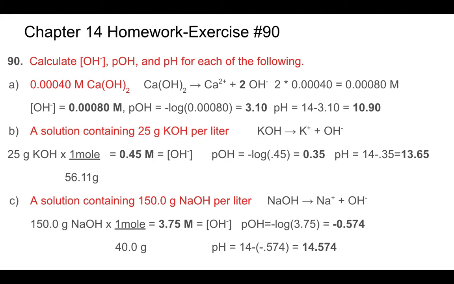talk about chemistry. A solution containing 150 grams of NaOH per liter. So NaOH is fully ionized. NaOH makes Na plus plus OH minus. And 150 grams to moles, the grams per mole for NaOH is 40.0. Should have actually done one more decimal place on that, but it still comes out, I believe, to 40.00.